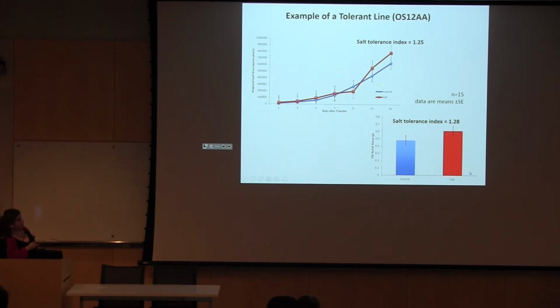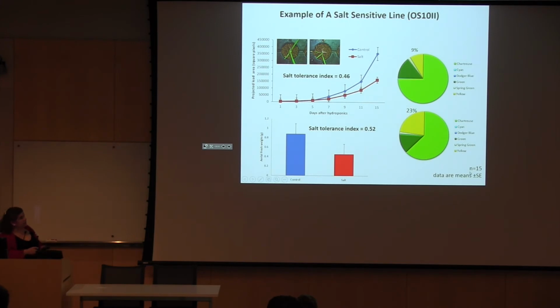Again, this line grew better than the control, and the manual phenotyping we did at the end of the experiment fully backs up these results. And as you can imagine, most of the lines were salt sensitive, where the treatment grew a lot less than the control. And again, the manual phenotyping fully backs that. And the interesting thing is that although your eyes cannot see it, the instrument was able to tell us there was a lot more yellowing in the salt-treated plants versus the control.